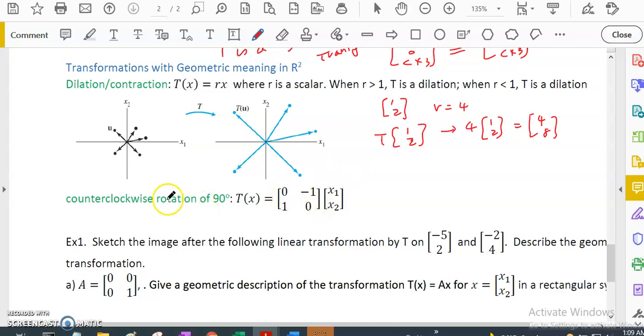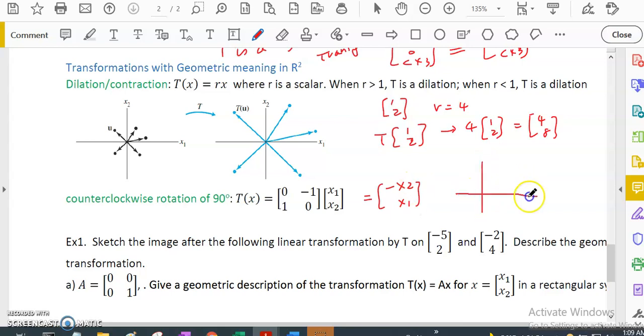Also, I can have another transformation. The transformation goes like this. It would rotate a point or a vector 90 degrees counterclockwise if I multiply by the matrix 0, -1, 1, 0. What happens if I just try to multiply it? Row times column will be -x2. Row times column, added together, will be x1.